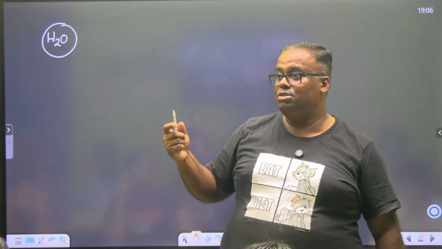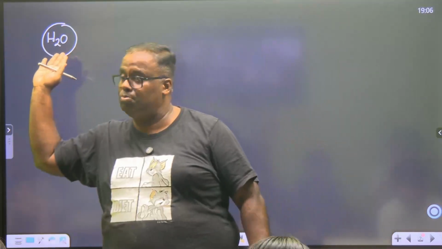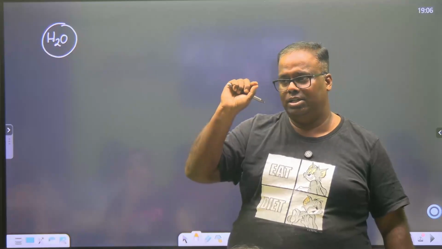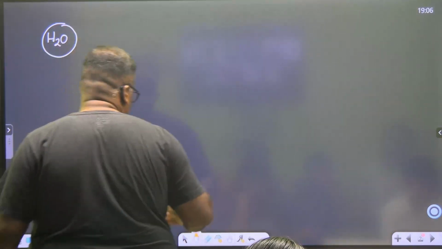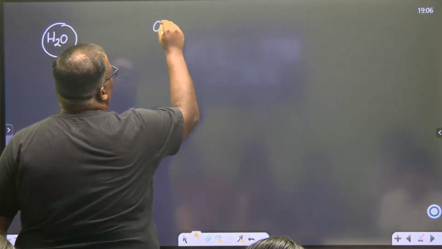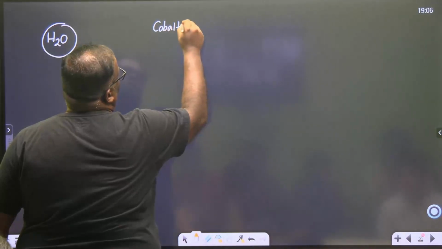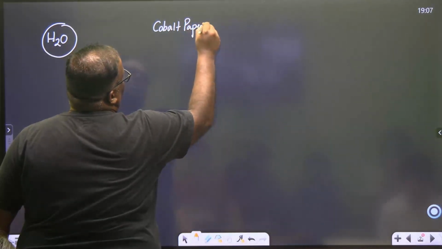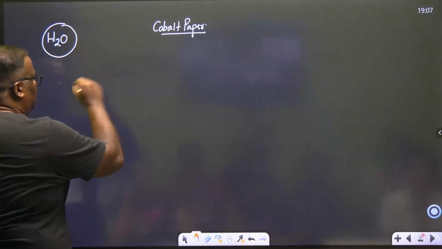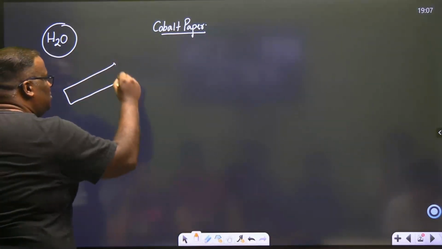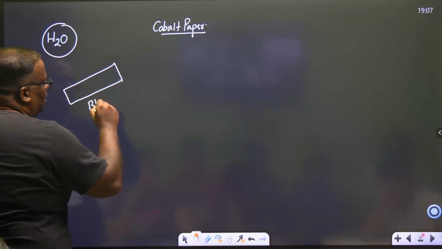The best point is the boiling point of water is 100 degrees centigrade. For that, the water has to be an absolutely pure sample. If you boil it, it should boil at 100 degrees, which will confirm that the test tube content is water. But every time boiling may not be possible. So in labs we use something which is known as cobalt paper. Cobalt paper is a strip. This is not there in CBSE, but you should know it's a strip which is blue in color.